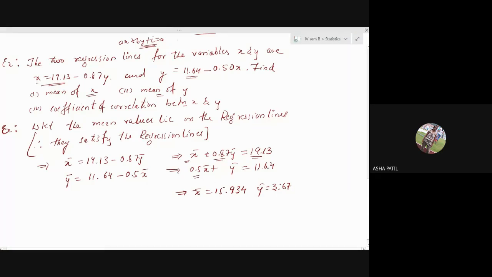Have you rounded it off? 15.93. 4 is there, you can just write it as 15.93. Okay. What about this value? Have you rounded it off? 6, 7? Yes, ma'am. Others, have you got the same value? Yes, ma'am.